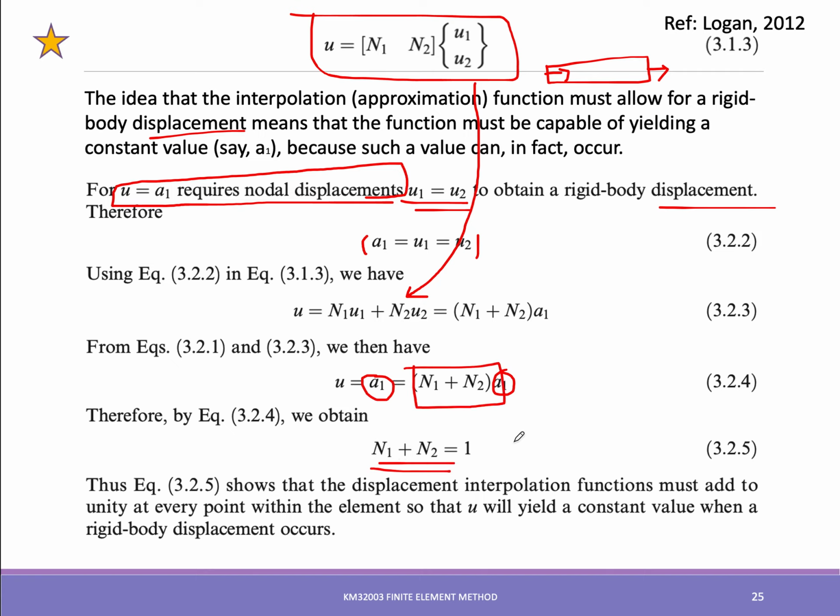and this is, again, a condition that must be satisfied when we derive the shape functions of the finite element itself. So make sure N1 plus N2, or maybe if later on you deal with more than 2 parameters for the displacement functions, the summation of all of them must be equal to 1.